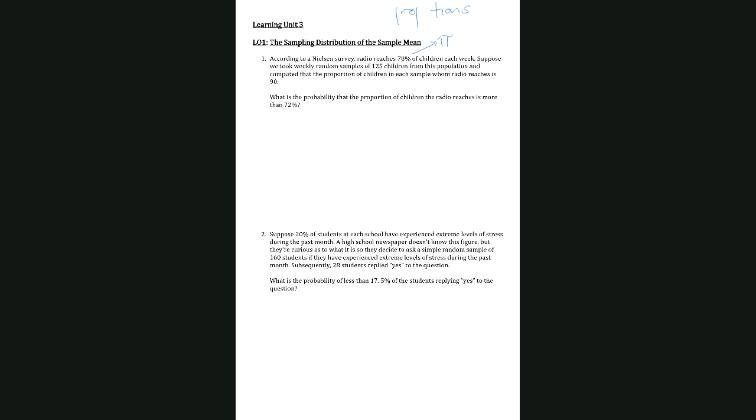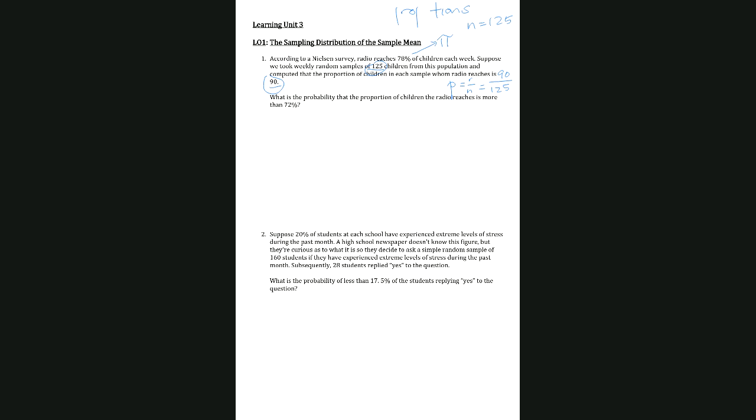And then they say to you, suppose that we took a random sample of 125 children, so n is equal to 125 from this population, and they computed that the proportion of children in each sample whom radio reaches is 90. So in essence, they're saying that your sample proportion, which is the value of p, is then calculated using the R over N formula, which is 90 out of the 125, since they said that they sampled 125 children and 90 of them said that the radio does reach them.